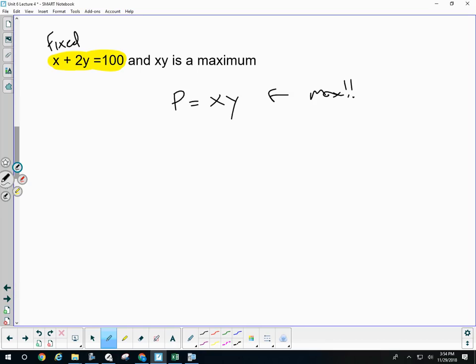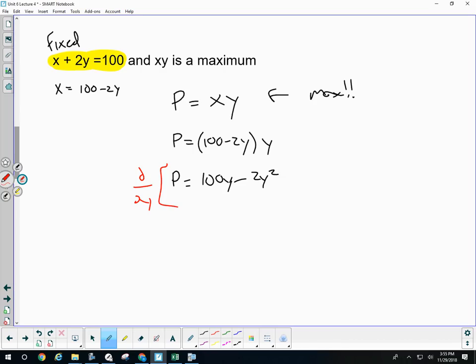We're eventually going to take the derivative of this right guy, this product, and set it equal to 0. But before we do that, let's remove a variable. Probably the easiest one to solve for is x in this situation, again. Instead of using the product rule, why don't we just write the distributed form? In this situation, I'm going to take the derivative with respect to y to find a max y. Get p prime equals 100 minus 4y.